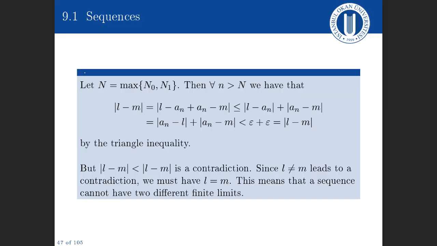Because L not equal to M leads to something which is not true, we must have that L is equal to M. This means that a sequence cannot have two different finite limits.